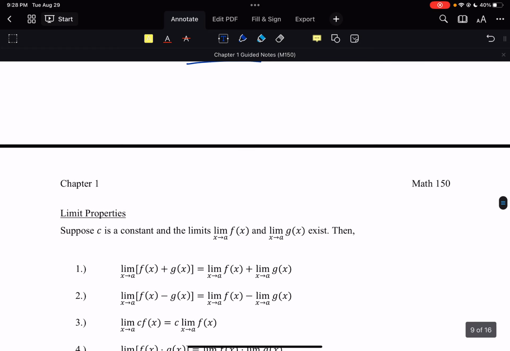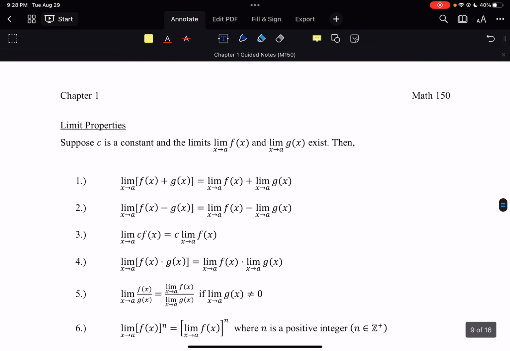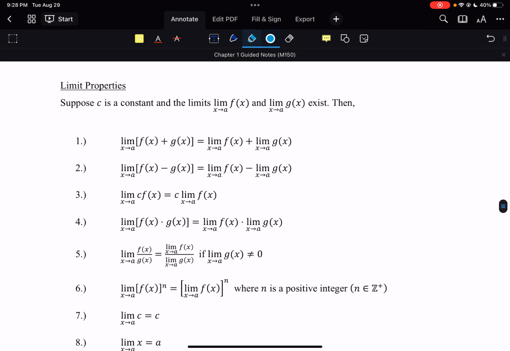When it comes to working with limits algebraically, we have a lot of different properties that we're able to use. These properties are to our benefit. They allow us to do a lot of things mathematically that we would like to be able to do with limits. So let's take a look at this list. We've got c is a constant, and we're assuming that these limits of f and g exist. Otherwise, we couldn't do any of this.